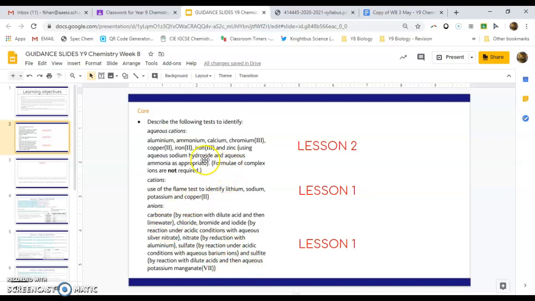Lesson 2 talks about the tests that you can do for these cations, these positively charged ions that are in aqueous solutions that have water as a solvent. So it's aluminium 3 plus ion, the ammonium ion, which is NH4 plus, calcium, which is Ca2 plus, chromium Cr3 plus, so it's chromium 3 ion, the copper 2 Cu2 plus, so we already met that with the flame test, iron 2, so that's Fe2 plus, iron 3, Fe3 plus, and zinc, which is Zn2 plus.